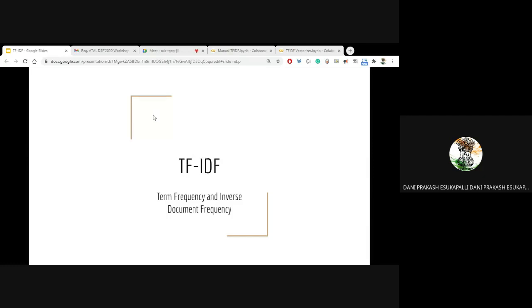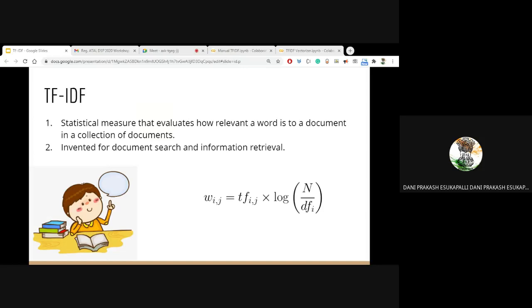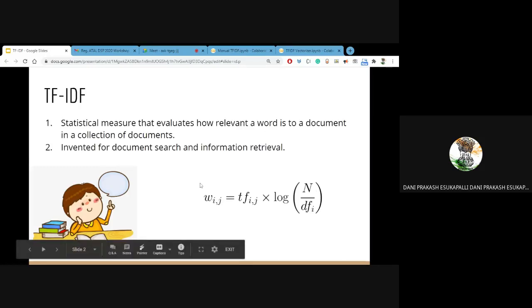So today we'll see about TF-IDF, that is term frequency and inverse document frequency. What is TF-IDF? It is a statistical measure that evaluates how relevant a word is to a document in a collection of documents. So it will give how important a word is to that document. It was invented for document search and information retrieval. And this is the formula for TF-IDF. We will explore what this formula means in coming slides.